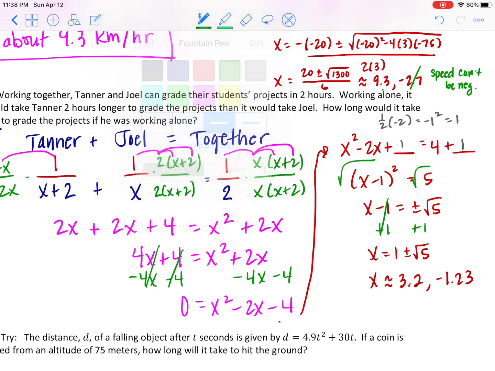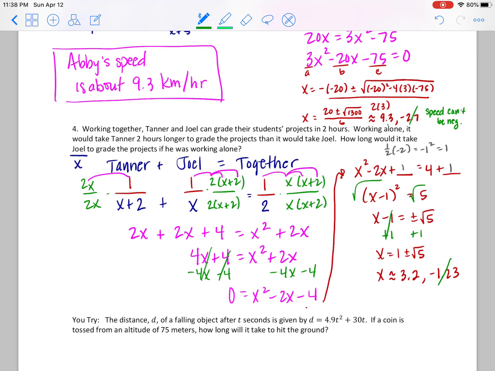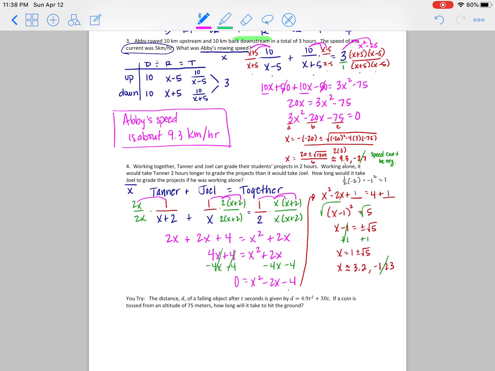And again, this we're going to eliminate as a possible solution. They're not working in negative time. It doesn't exist. So 3.2 was, remember, Joel. That means Joel takes about 3.2 hours.